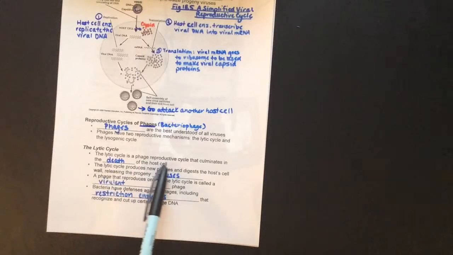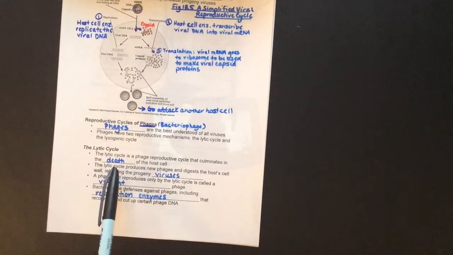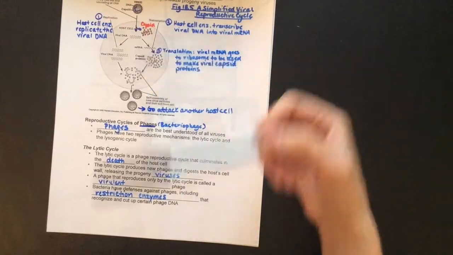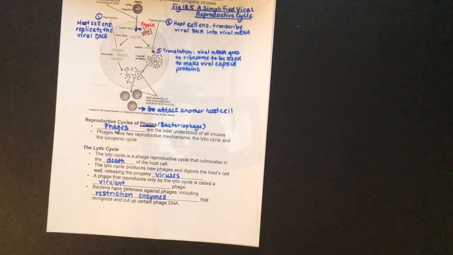So the lytic cycle culminates in the death of the host cell. So unlike up here where the host cell stayed alive, this one's going to cause the host cell to die. But it has the same outcome in terms of the number of viruses. It produces new phages and digests the host cell wall, releasing the progeny viruses, which are the new viruses.